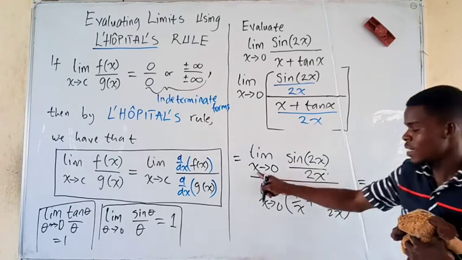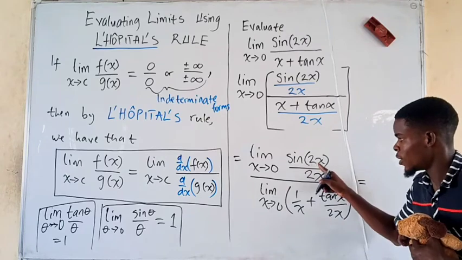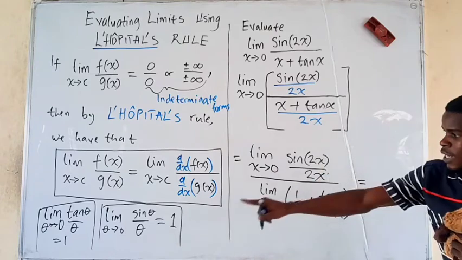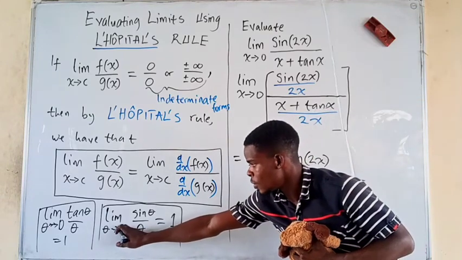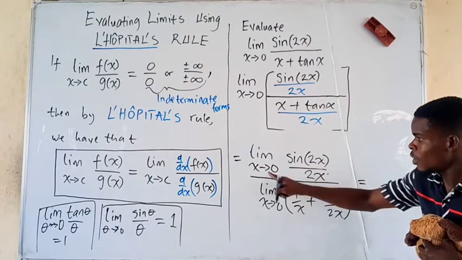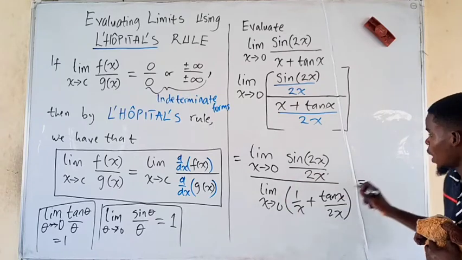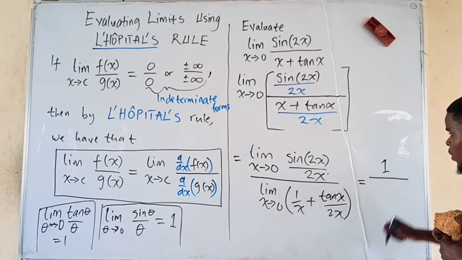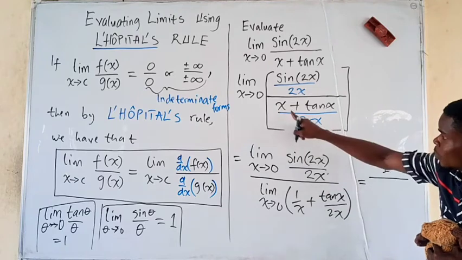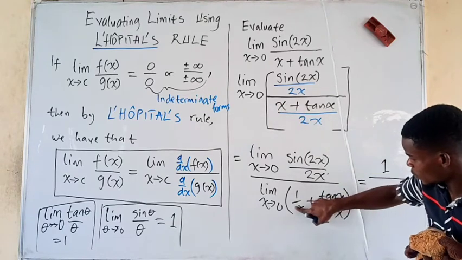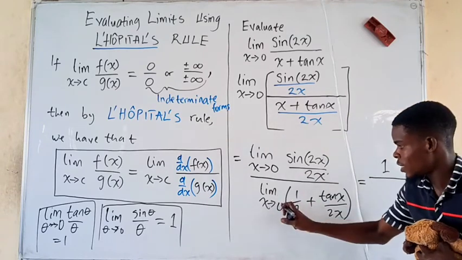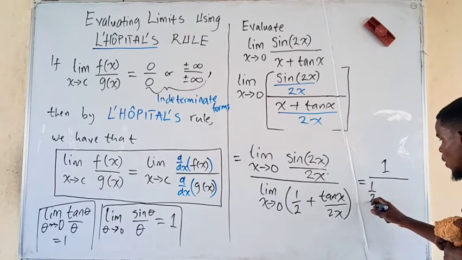You see that as x tends to 0, 2x, 2 times 0, will be 0. So as x tends to 0, this angle will also tend to 0. That rule tells us that when theta tends to 0, sine theta over theta will be 1. So here we have sine 0 over 0 kind of situation, and the rule tells us that we're going to have 1 in the numerator. And again, x over 2x is 1 over 2, since there is no x left here.